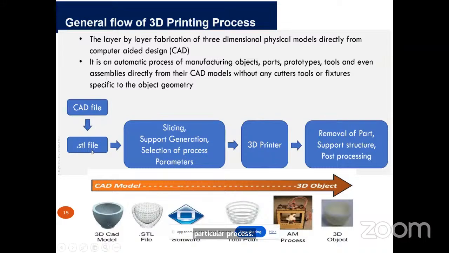Creation of the CAD file, then convert into the STL file. Then slicing, support generation, and selection of process. A lot of research is being done in this 3D printing area in selection of process parameters for new materials. In slicing also, we have adaptive slicing and some algorithms, so we can go with new algorithm development. Support generation is also very important. Now people are doing support generation by tilting or changing the orientations. Then this is the 3D printing process, then removal of part, support structure removal, and post process. Through this entire flow, we will understand how 3D printing works.